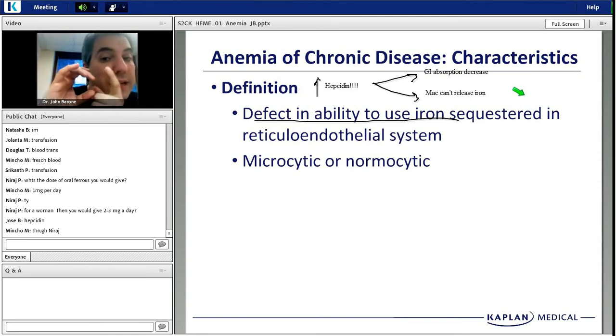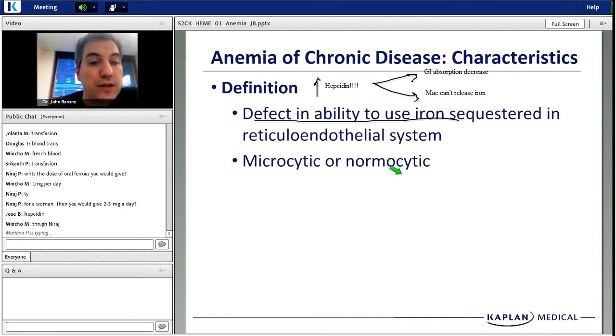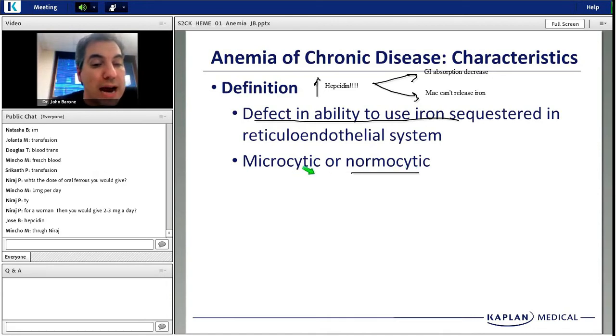Make sense? Over time, it's going to build up and build up. Every time a red cell dies, the macrophage will eat it and hoard the iron. It doesn't release it. So this is going to start out as a normocytic anemia, normal size. But then the iron's going to accumulate and you're going to get more and more microcytic over time. So it starts out normocytic. If you catch it late, it'll be microcytic.